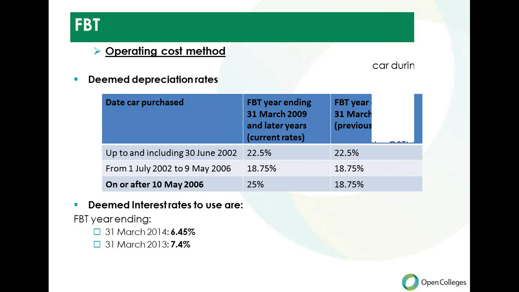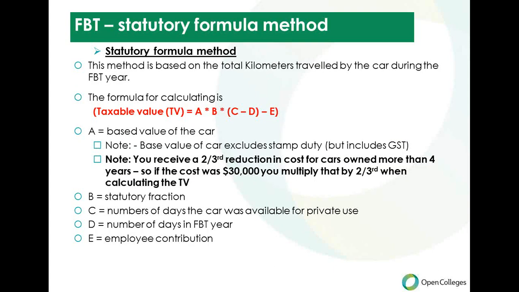The statutory formula method is a much simpler method, and in particular it's much simpler today if the car's been acquired after May 2014, where the statutory percentage is just 20%. So to work out the taxable value, you've got the cost of the car, which excludes stamp duty but includes GST. So just remember that point. You get a 2/3 reduction if the car's been owned for more than 4 years. So if the cost was $30,000, you multiply that by 2/3 when calculating the taxable value.